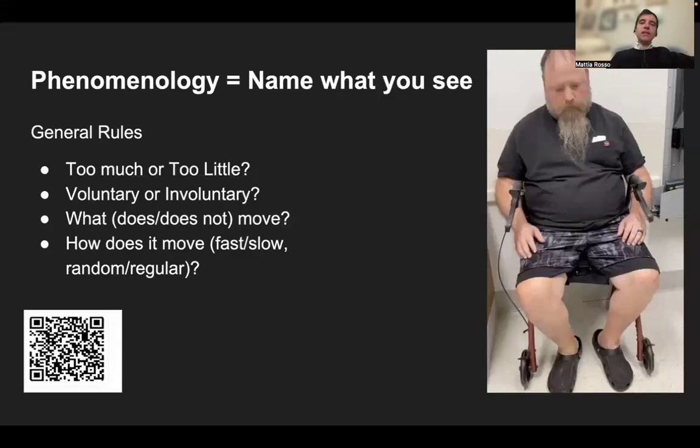As we look through this video, what I would like you to pay attention to is whether you think there is too much or too little movement, whether you think these movements are voluntary or involuntary, and also take a look at what it is that moves. Is it the hand? Is it the foot? Is it the face? And finally, just give us an idea of whether you think the movement is fast, is slow, is random, is regular. Certainly, we don't expect you guys to get the diagnosis right or read the phenomenology of the movements right, but rather we're more curious about what your own words for this presentation would be.